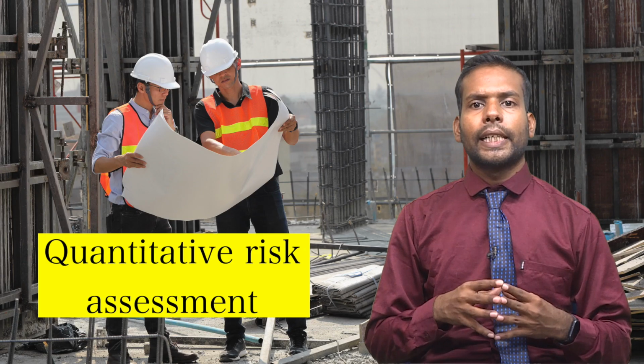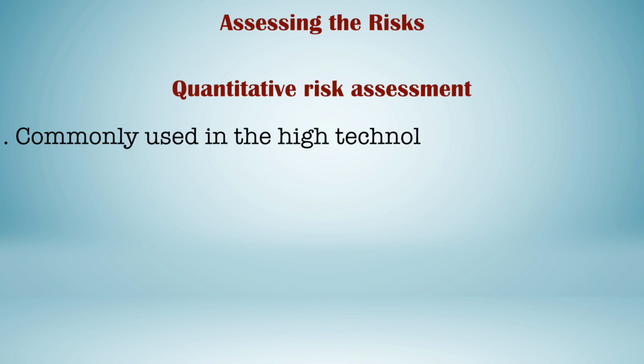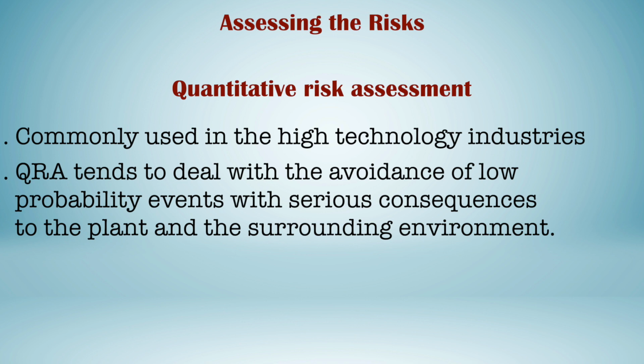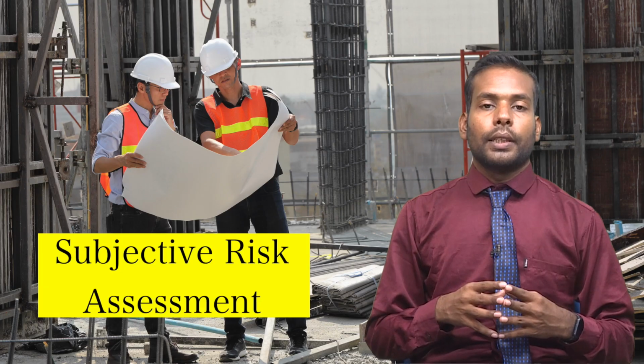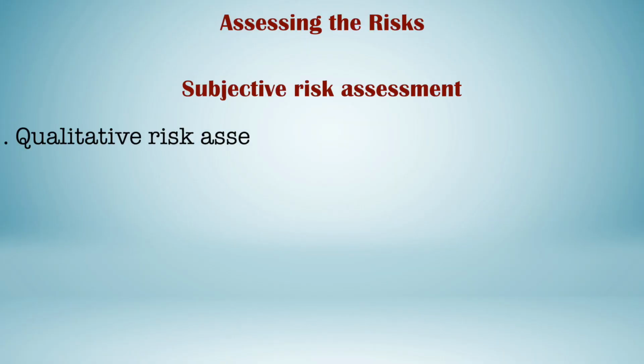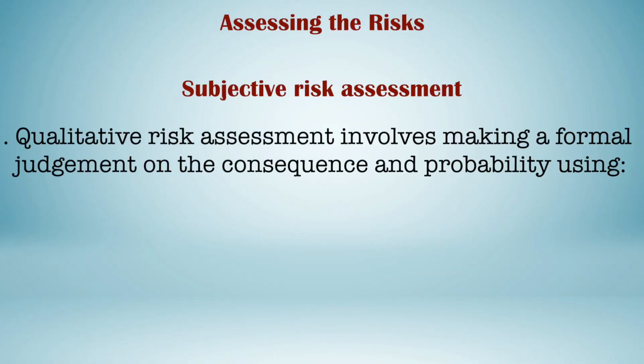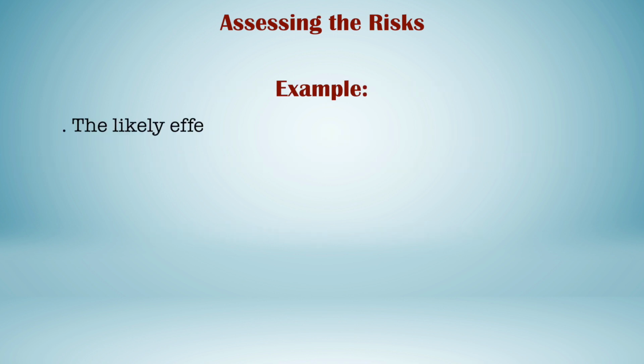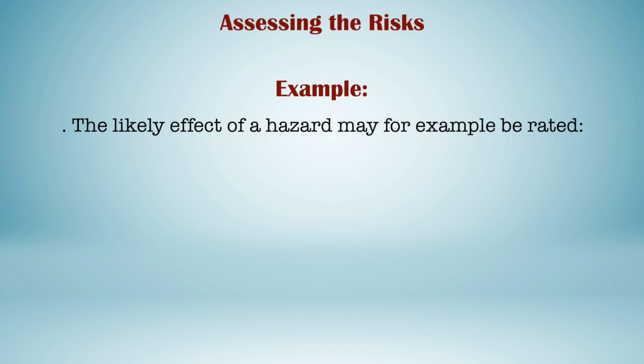Let us discuss quantitative risk assessment. Commonly used in high technology industry, QRA tends to deal with the avoidance of low probability events with serious consequences to the plant and the surrounding environment. Let us discuss subjective risk assessment. Subjective risk assessment involves making a formal judgment on the consequences and probability, using risk equals severity times likelihood. For example, the likely effects of the hazards may be rated first.